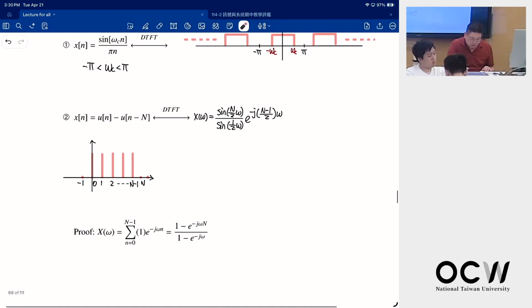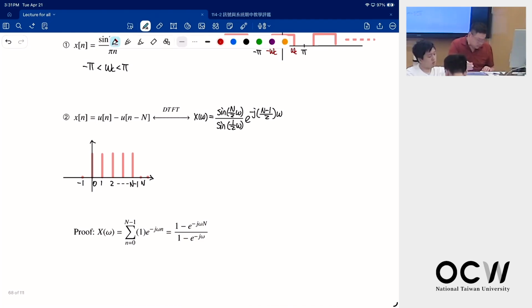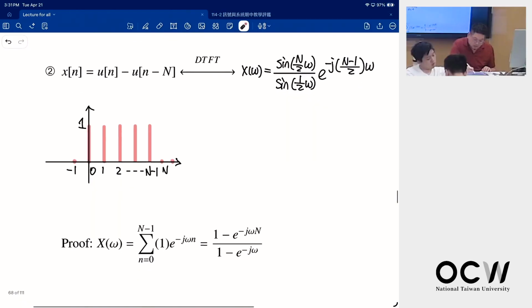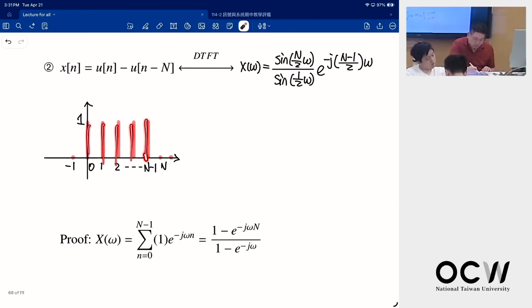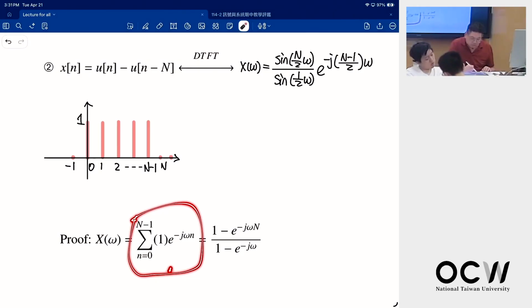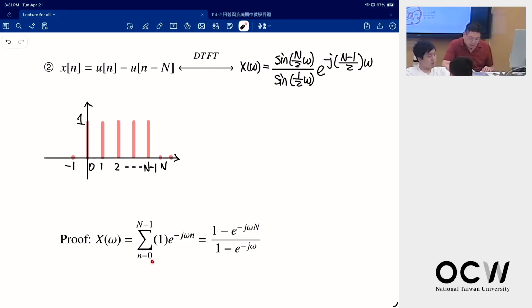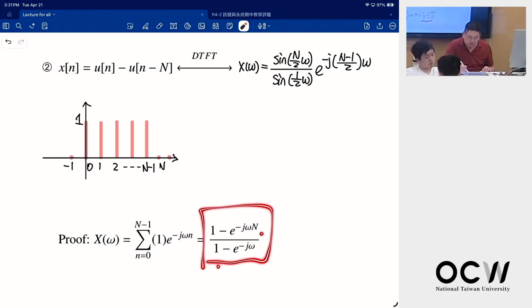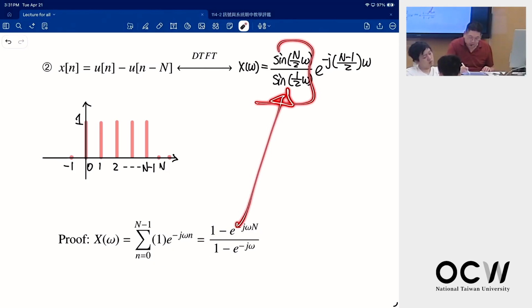Okay, so actually these are all 1 here. So this is 1, 1, 1, 1, 1. So when I do the discrete-time Fourier transform, it should be 1 times the basis, n from 0 to N minus 1. So in this series, I have a fraction. How come it becomes this sinc function and shift?